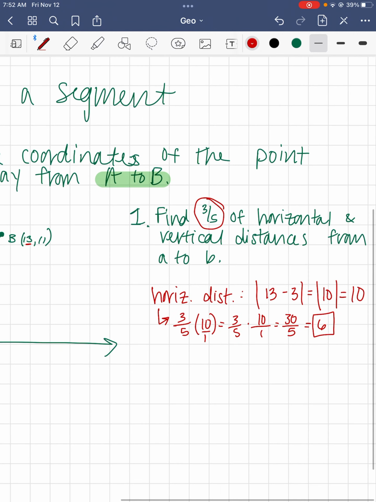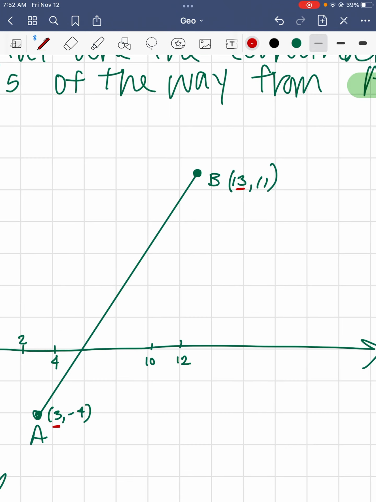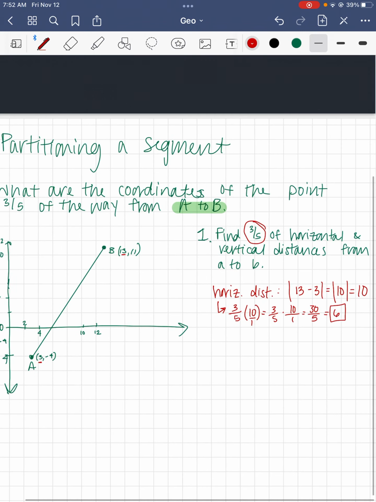Okay, so that means that our point is going to have an x value, because x represents horizontal, of 6. We'll finish that in step 2.